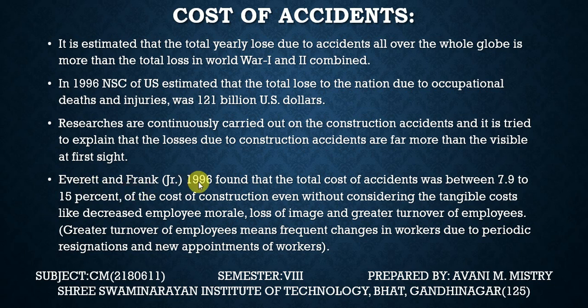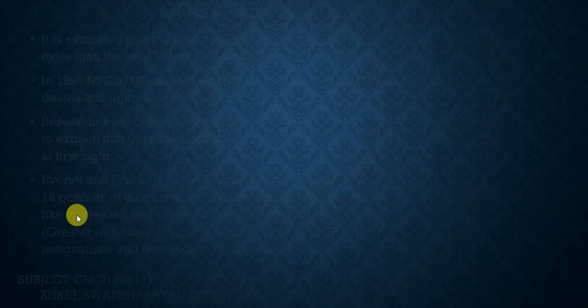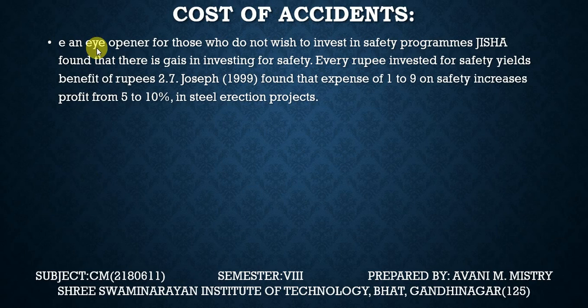Everett and Frank, 1996, found that the total cost of accidents was between 7.9 to 15% of the total cost of construction, even without considering intangible costs like decreased employment, morale, loss of image, and greater turnover of employees. Greater turnover of employees means frequent changes in workers due to periodic resignations and new appointments of workers. An eye-opener for those who do not wish to invest in safety programs.